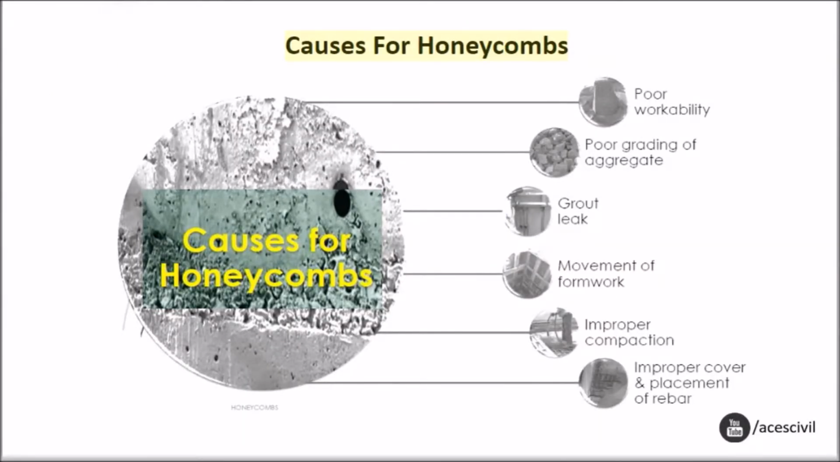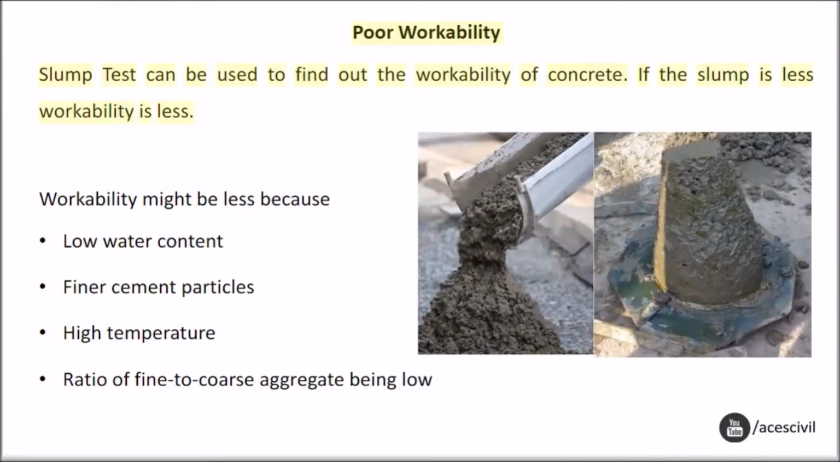Causes for honeycombs. Poor workability. Slump test can be used to find out the workability of concrete. If the slump is less, workability is less. Workability might be less because of low water content, finer cement particles, high temperature, or the ratio of fine to coarse aggregate being low.